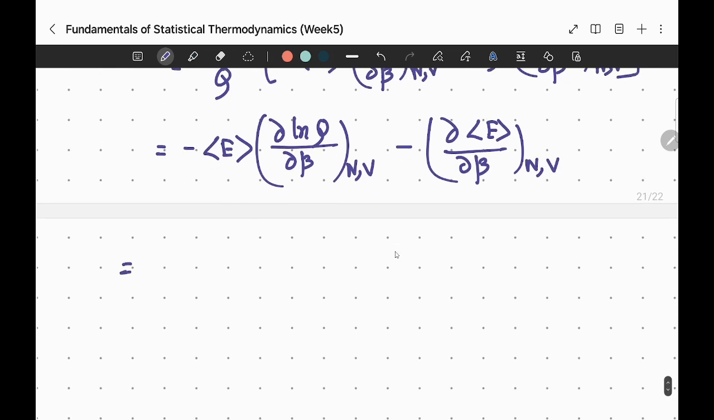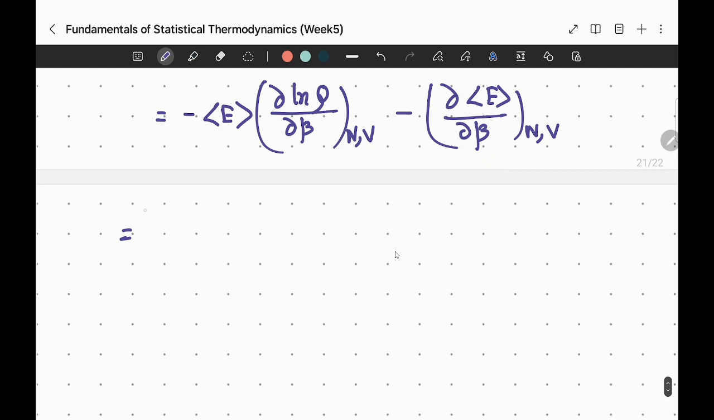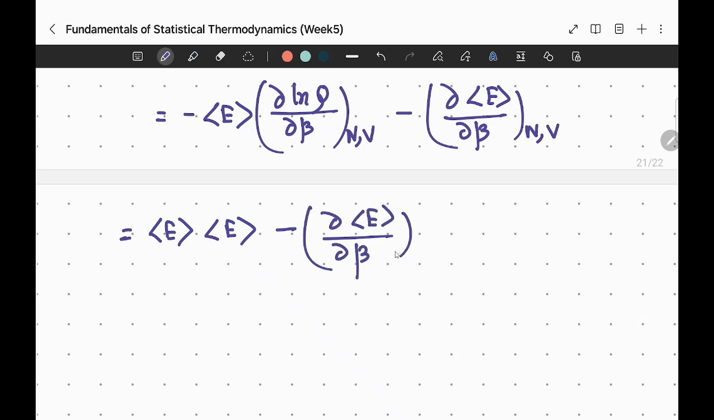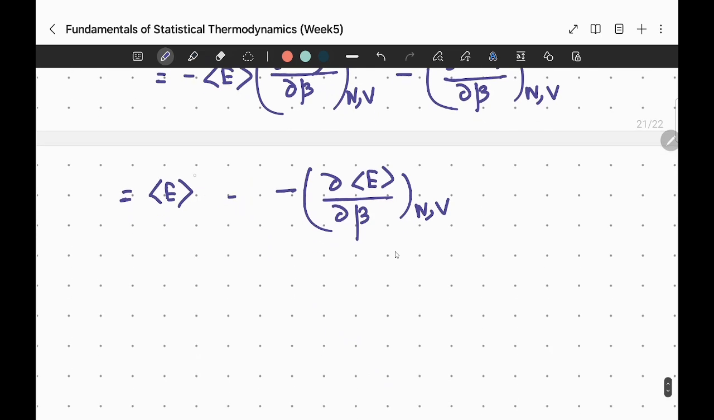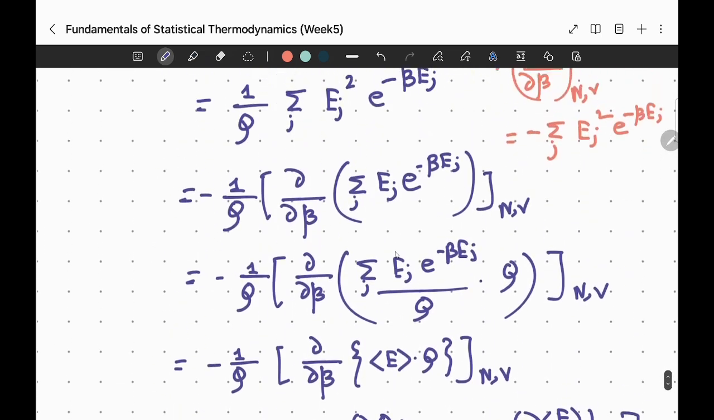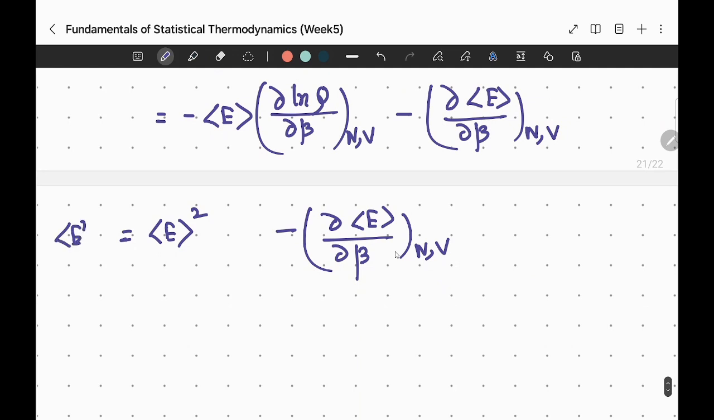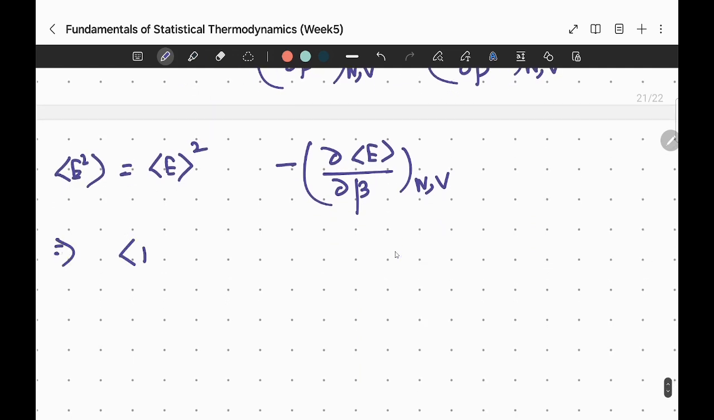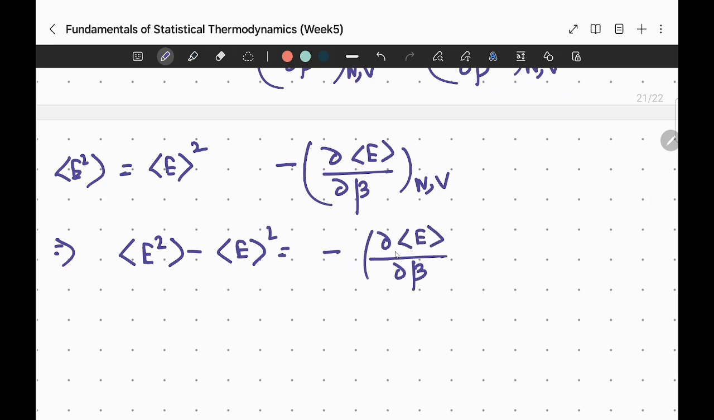And this part, minus dln Q del beta, is E average. We have already done that. And the second part remaining there is del E average del beta, so it is just E average square. So E square average equals this. So directly you can calculate E square average minus E average square as minus del E average by del beta at N, V.